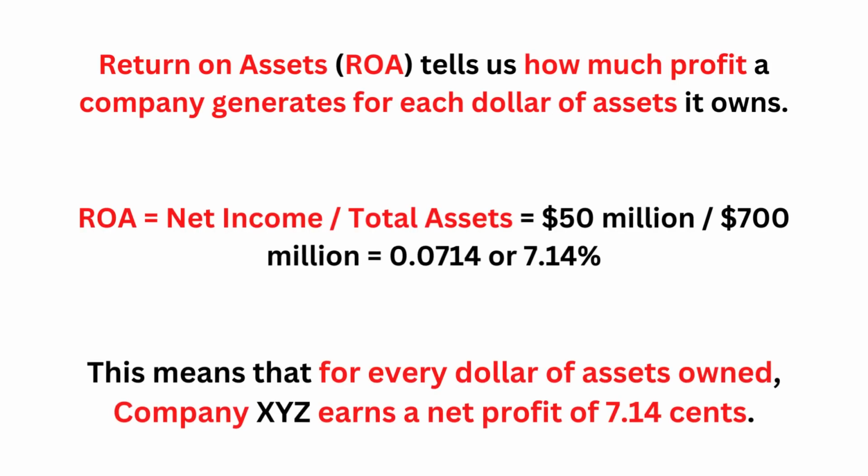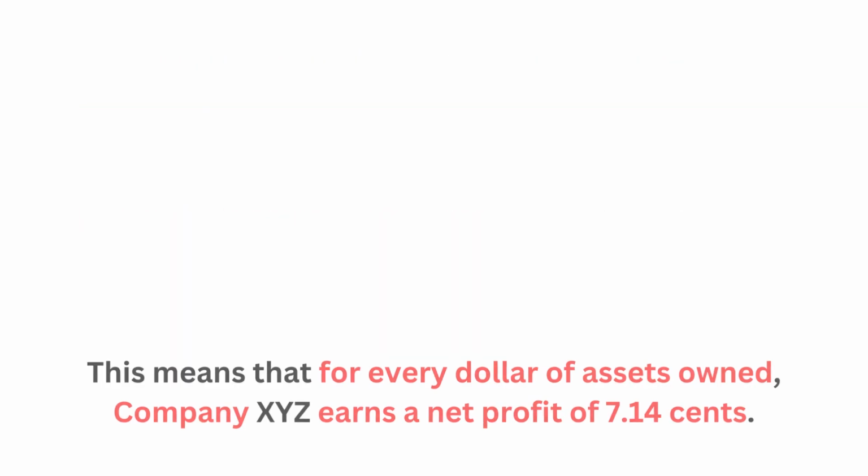Return on assets, ROA, tells us how much profit a company generates for each dollar of assets it owns. In the case of company XYZ, the ROA is calculated as follows. This means that for every dollar of assets owned, company XYZ earns a net profit of 7.14 cents.